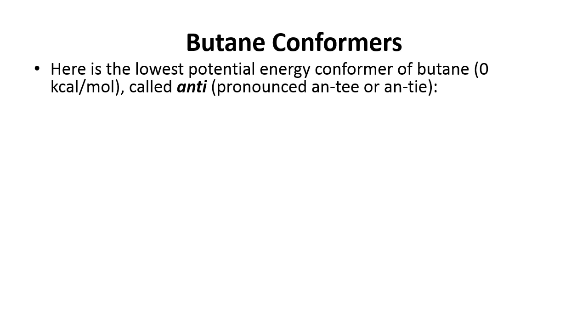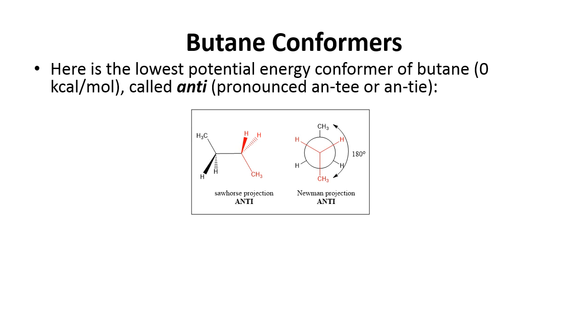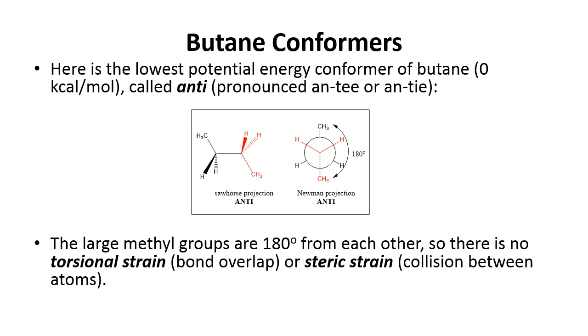Let's take a look at butane conformers. Here is the lowest potential energy conformer of butane at 0 kcal per mole, called anti. On the left is its sawhorse projection, and on the right is its Newman projection. The large methyl groups are 180 degrees from each other, so there's no torsional strain, that is bond overlap, or steric strain, which is collision between atoms.